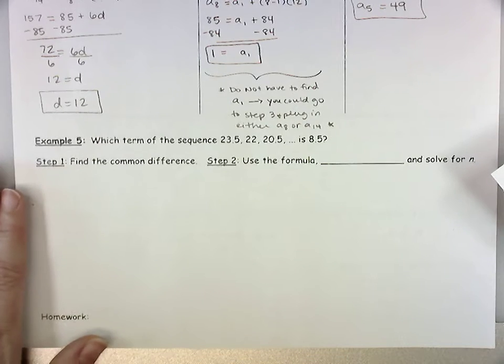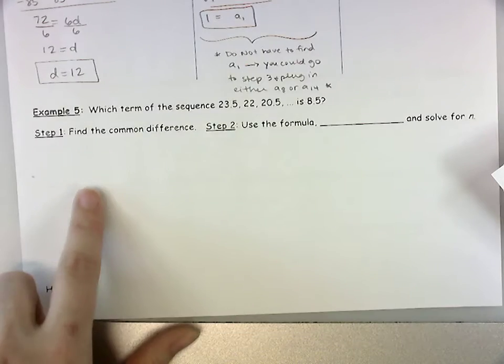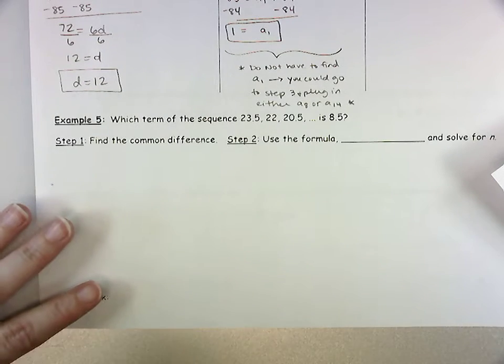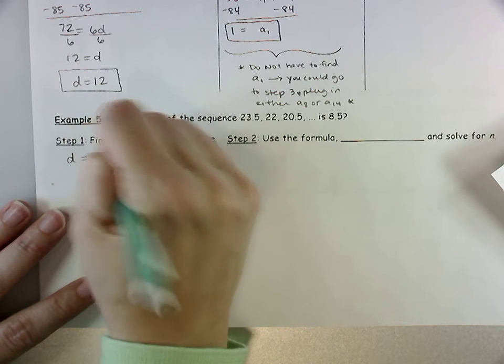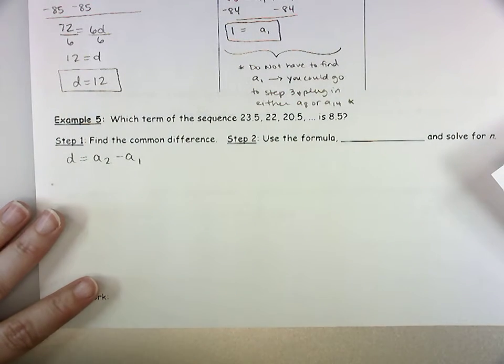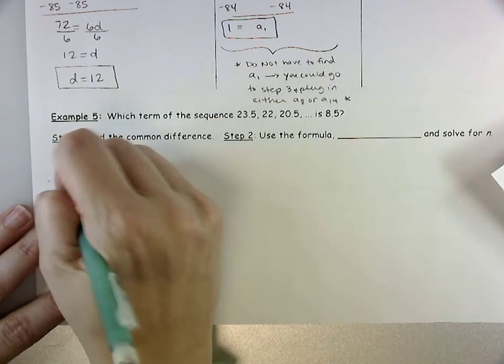Okay, so let's look at the next one. Which term of the sequence is 8.5? Okay, so again, I wrote out the steps for you. Step 1, you can find the common difference. Remember, to find the common difference, you can do A2 minus A1. Did Bobby already do this part?